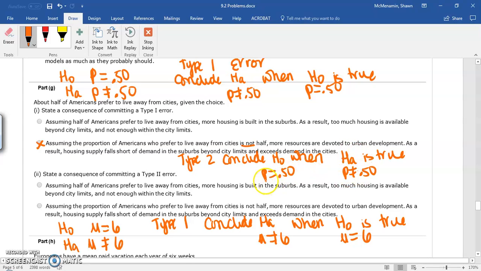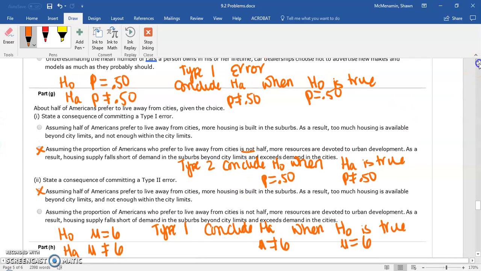So equals 0.50, assuming that would be this one. Assuming half of the Americans prefer to live away from cities, so assuming that it is 0.50 or 50%, more housing is built in the suburbs. As a result, too much housing is available beyond the city limits and not enough within the city limits. Because you're assuming that it is 50%, when in fact it's not 50%.